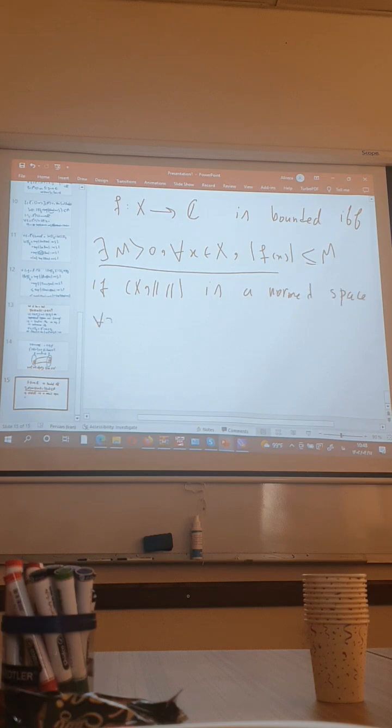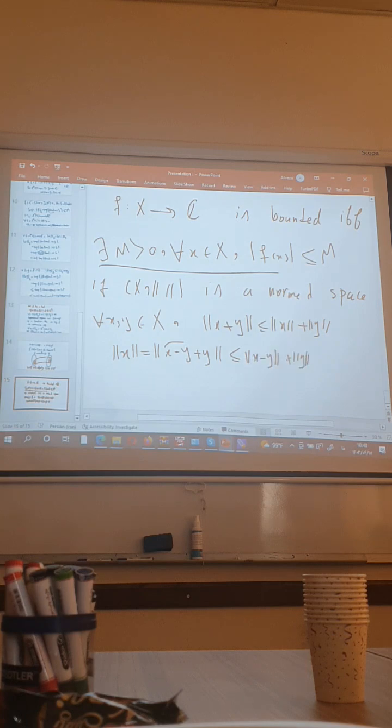Then for any x and y, we have this inequality. This is the triangle inequality: the norm of x plus y is less than or equal to the norm of x plus the norm of y. This shows that for any x, we can write the norm of x equal to the norm of x minus y plus y, which is less than or equal to the norm of the first plus the norm of the second.